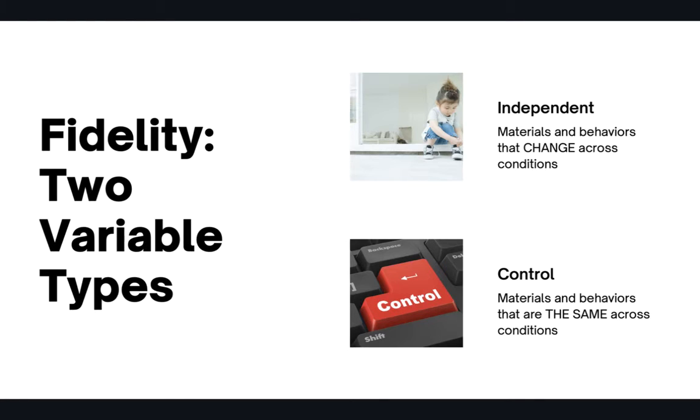But control variables are also critical. So these are the things that should stay the same across conditions. So things like opportunities to respond, you might want to hold constant across intervention or across conditions.